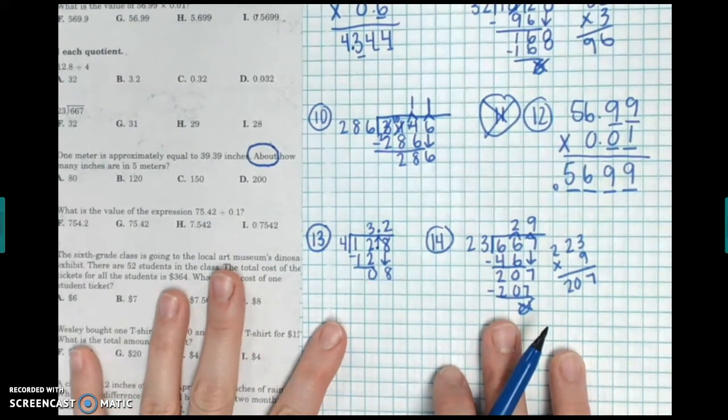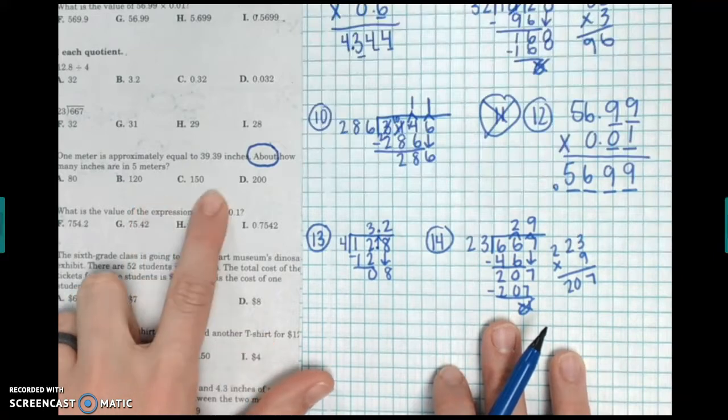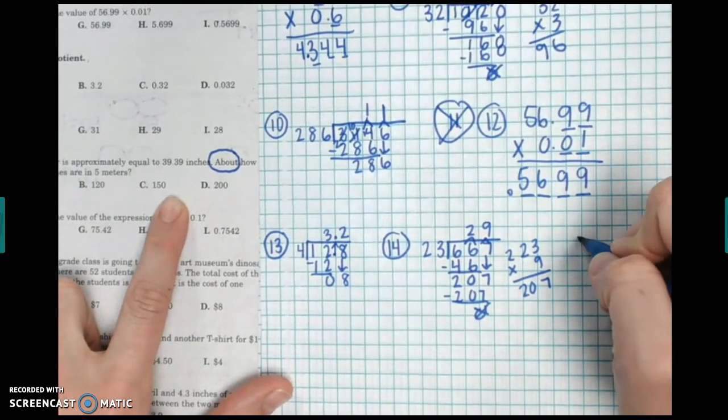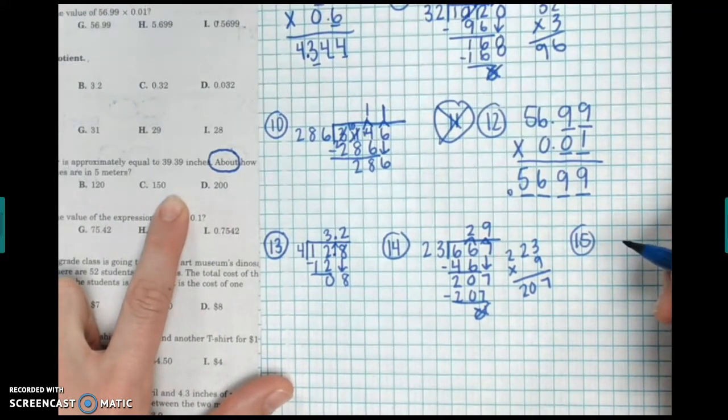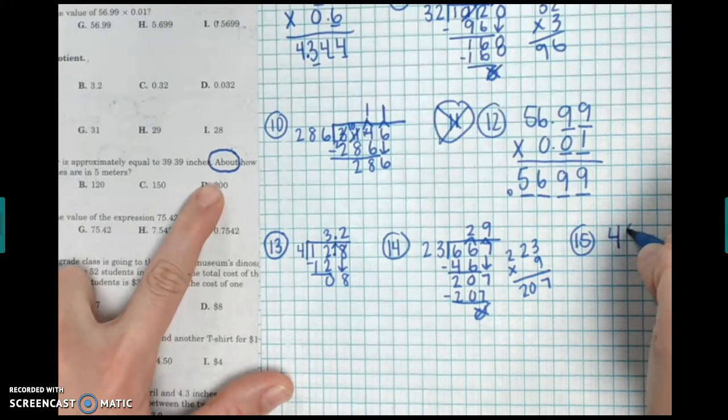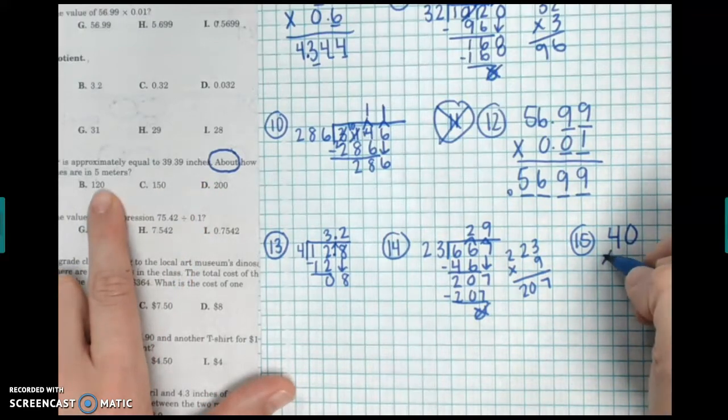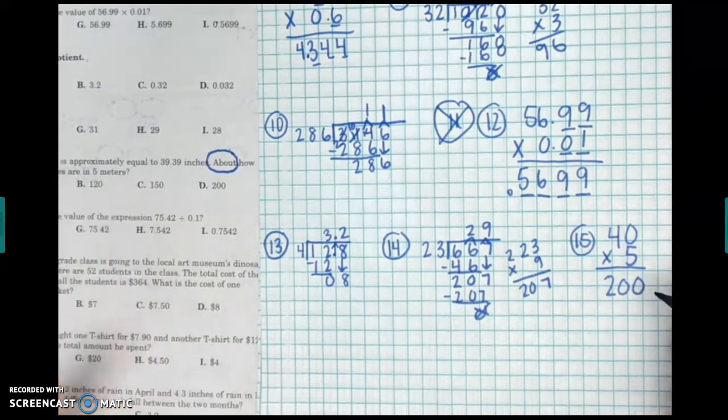I would say we're going to have to multiply it because those are big numbers. Okay, change it to 40. So we changed 39.39 into 40 because it said about. And we're leaving 5 as 5. So 40 times 5 is 200, which is letter D.